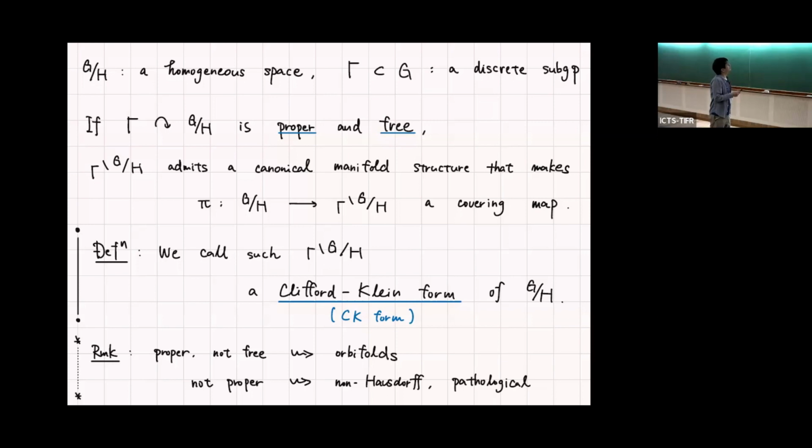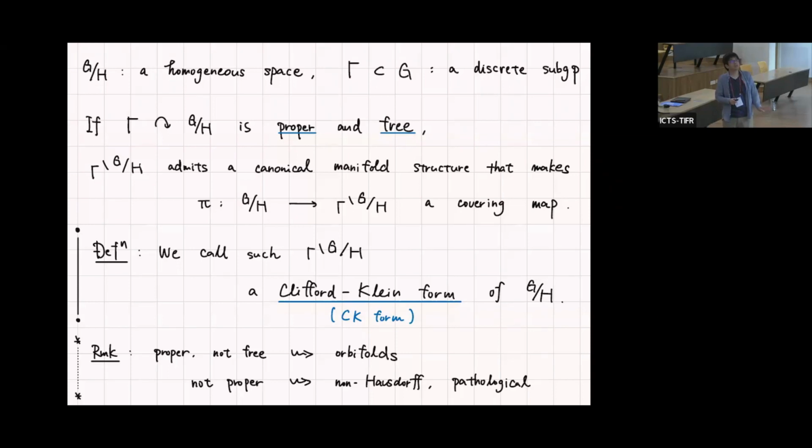But in general, G/H/Γ can be a very pathological space. But if this action happens to be proper, or properly discontinuous equivalently, and free, then the quotient space admits a natural structure of a manifold, and the quotient map from G/H to Γ\G/H is a covering map. So in this case, Γ\G/H is a manifold locally modeled on G/H. And in this case, we call Γ\G/H a Clifford-Klein form of G/H. It is sometimes just called a locally homogeneous manifold or something like that, but today I will call it a Clifford-Klein form for this kind of double coset space.